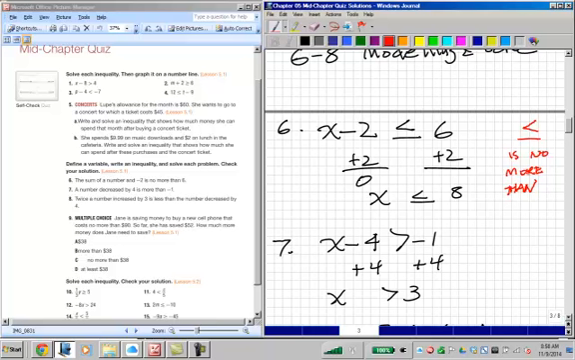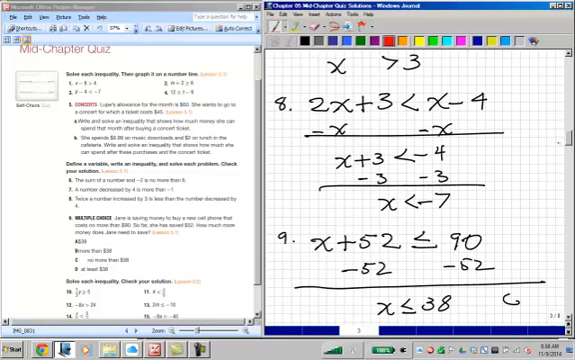Okay, 7, a number decreased by 4. So decreased by 4 means you're going to have a minus and then a 4 from something. So that's x minus 4. A number decreased by 4 is more than, greater than, not greater than or equal to, but greater than negative 1. Add 4 to both sides. X is greater than 3.